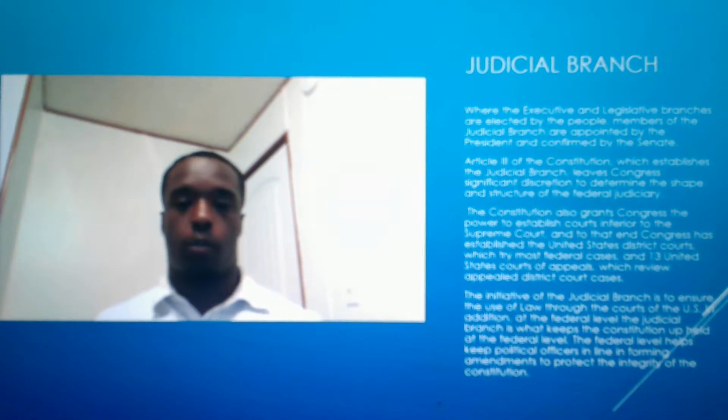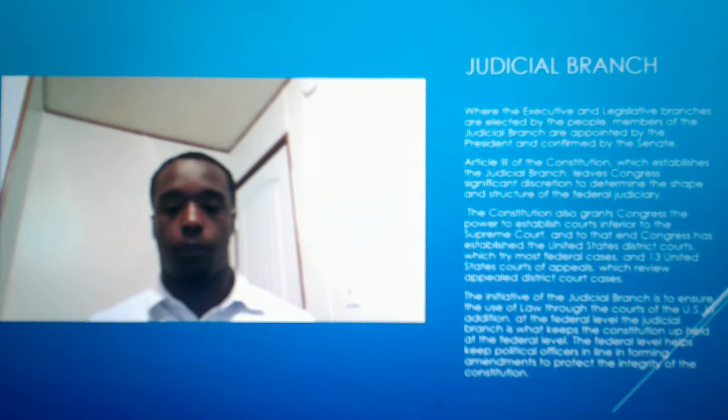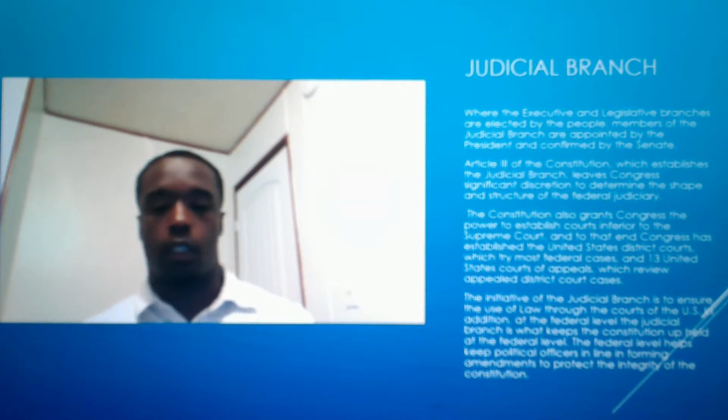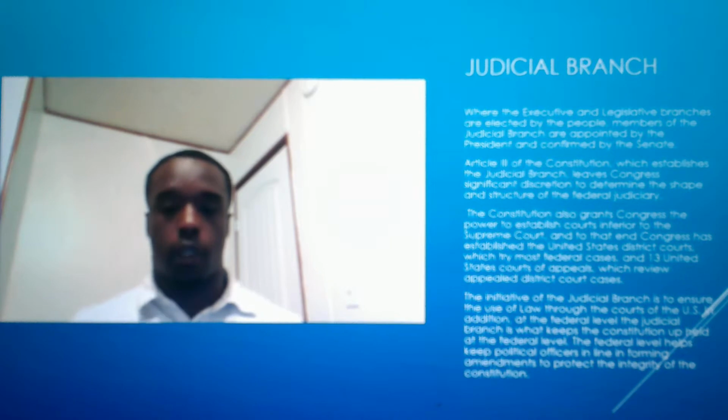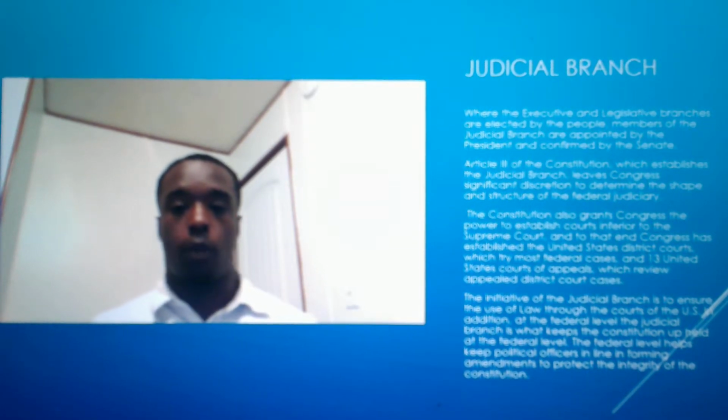As I said before, with the separation of powers, checks and balances are used to regulate and keep these separations of power to uphold the Constitution. The executive and legislative branches are elected by the people. Members of the judicial branch, however, are appointed by the president and confirmed by the Senate.